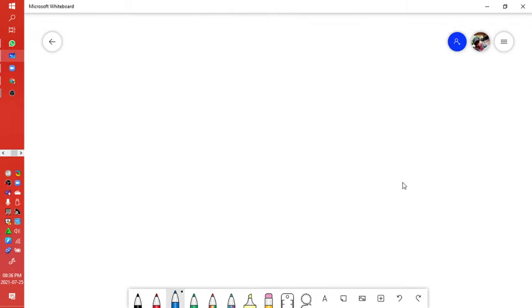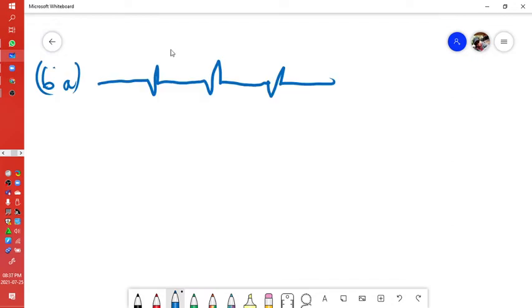The question says calculate the equivalent total resistance. So your 6A looks like this. This is how I'm going to show my resistors for now, and this is also a symbol for resistors. This is 2 ohms if I see properly. This is your 3 ohm, and this is your 5 ohm. This is your point A, this is your point B.